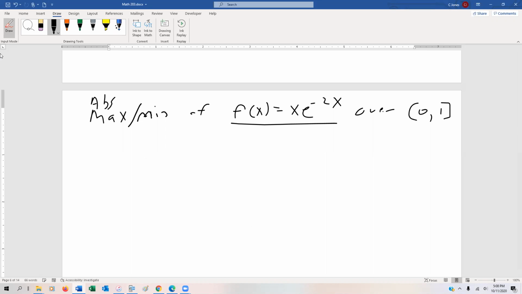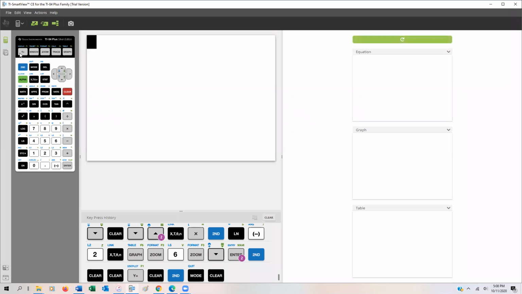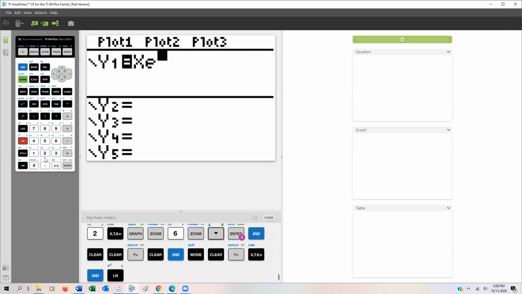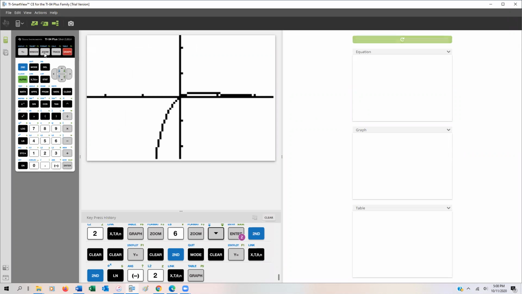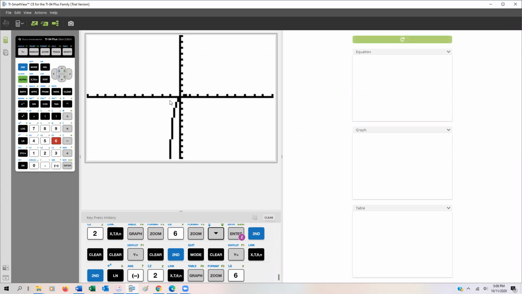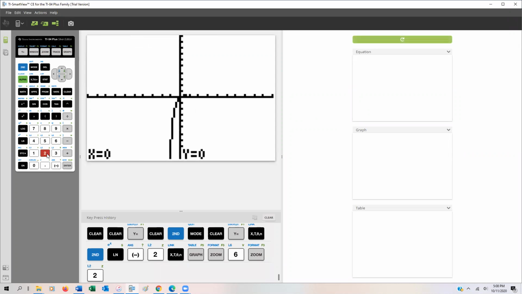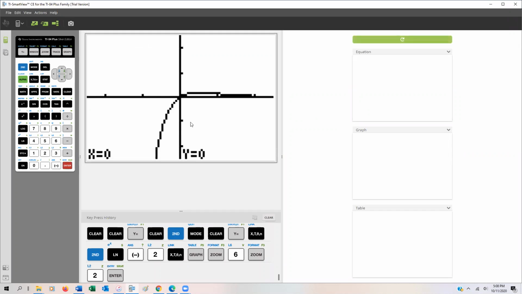And if we graph this on our graphing calculator, it might be tough for us to see what the actual graph looks like and what the key features of the graph are. So here's our calculator. I'm going to go to y equals, and we're going to say x e to the minus 2x. And I'm just going to graph this. Now, this is what the graph will look like if you're in standard. I'm going to zoom in. So I hit zoom, and then I just hit 2. And then I just hit enter to zoom in a little bit.